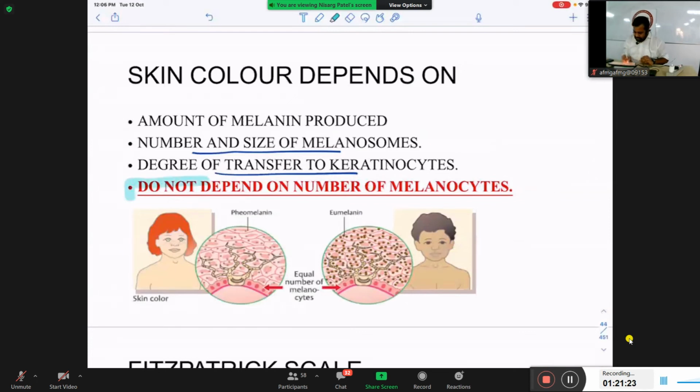Because in one of the MCQs, this sentence was given, which is not true. It does not depend on the number of melanocytes. It depends on these three structures and does not depend on the number.